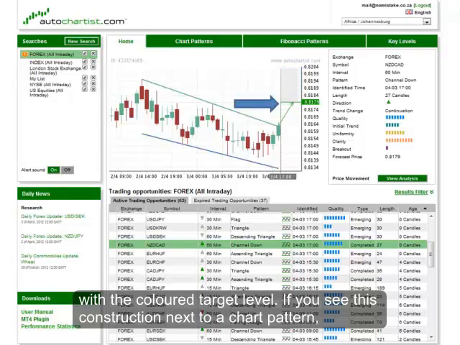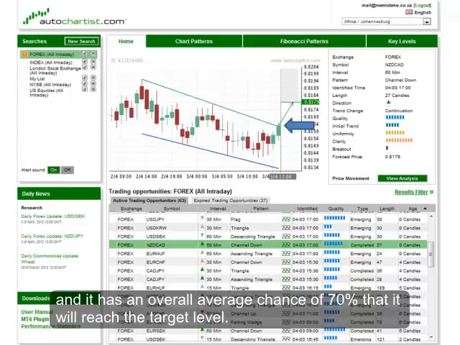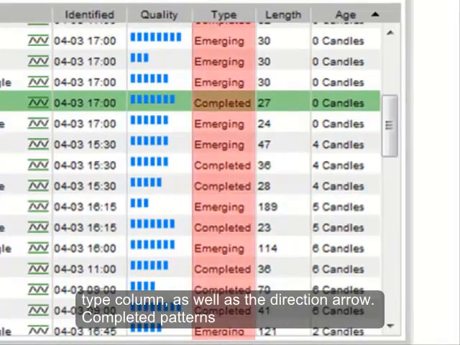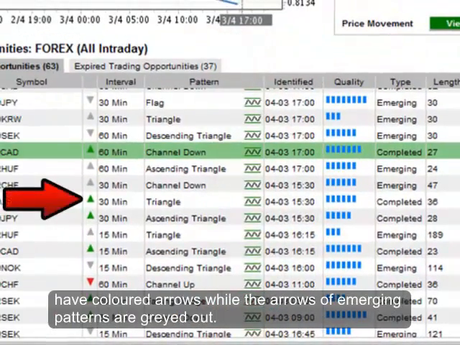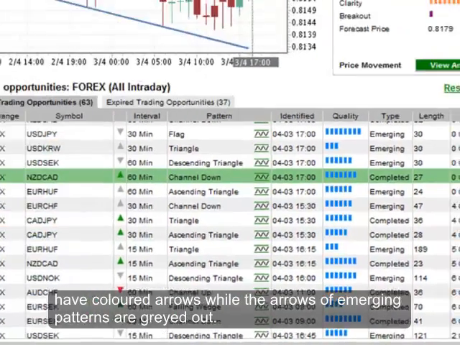If you see this construction next to a chart pattern, then you will know that it has completed by breaking through either the support or resistance level, and it has an overall chance of about 70% that it will reach the target level. In the grid below, you can distinguish between emerging and completed patterns in the type column, as well as the direction arrow. Completed patterns have colored arrows, while the arrows of emerging patterns are grayed out.